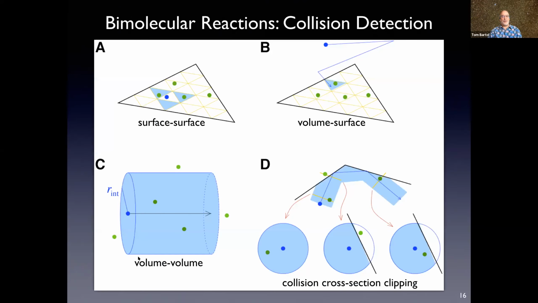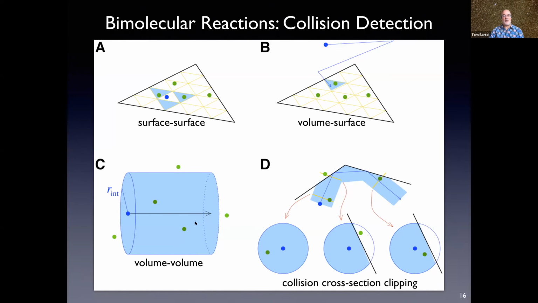Well, for the volume case, let's start with that one. The way we handle it is just by a simple change of frame of reference. So rather than thinking of diffusing molecules hitting a surface, let's imagine a single molecule of A diffusing, and there's an imaginary interaction radius around it, and when it moves, it sweeps out a cylindrical volume. And what we are calculating is how many other particles get swept up inside that imaginary cylindrical volume as it moves.